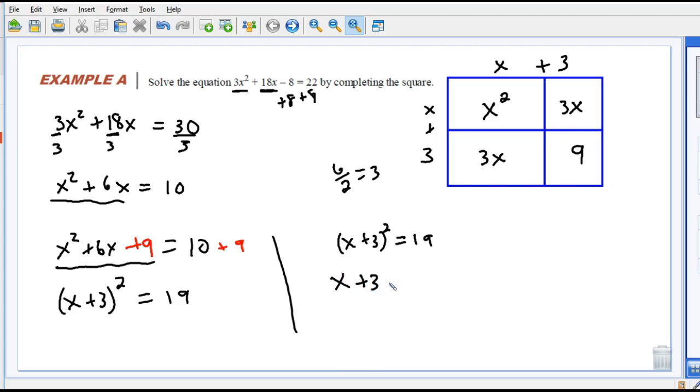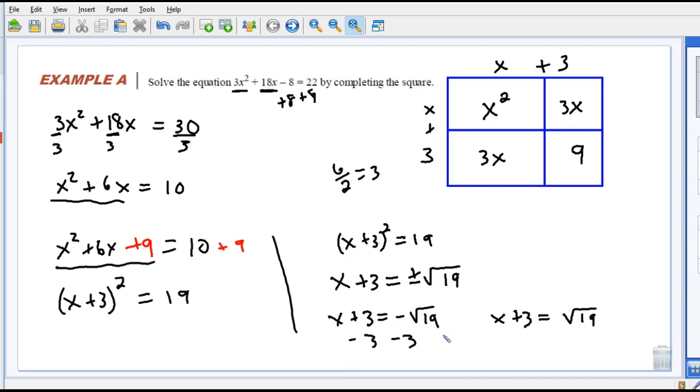So I've got x plus 3 equals plus or minus the square root of 19. Because I need a positive and a negative, because a negative squared is going to be a positive. So after that, I'm going to say x plus 3 equals negative square root of 19, and x plus 3 equals the positive square root of 19. And then from here, I want to subtract 3 from each one. So I should end up with x equals negative 3 minus the square root of 19, and x equals negative 3 plus the square root of 19.